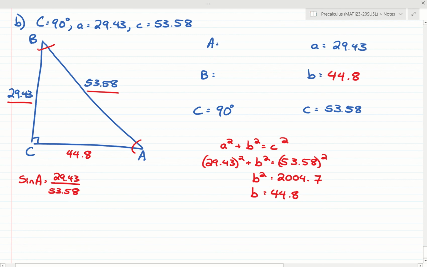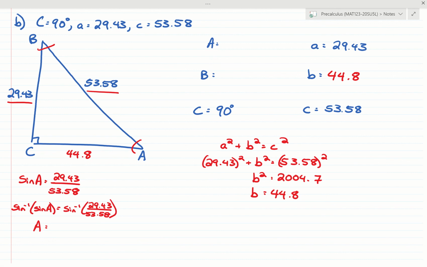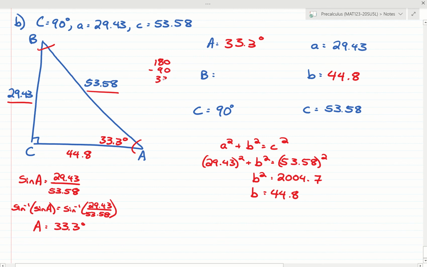And we want to figure out what A is. So what we could do is we could actually take what's called the inverse sine. It's the button right above sine of both sides. And what this will tell us, inverse sine of 29.43 divided by 53.58, and that gives us angle A is 33.3 degrees. And if we do 180 minus 90 and 33.3, that tells us angle B is 56.7.